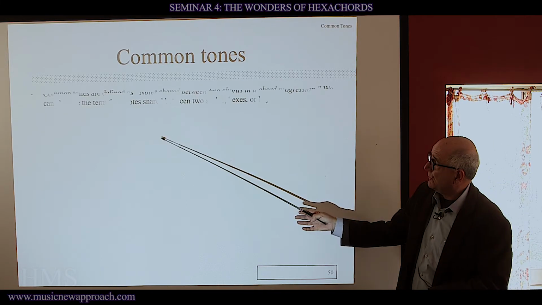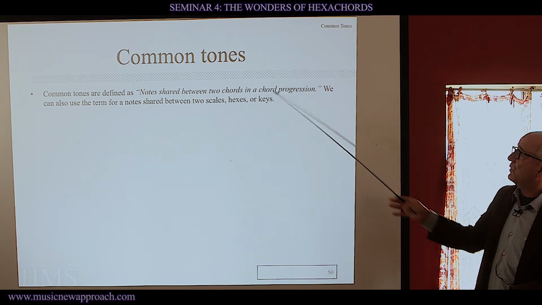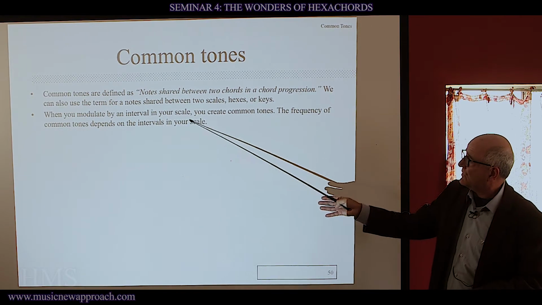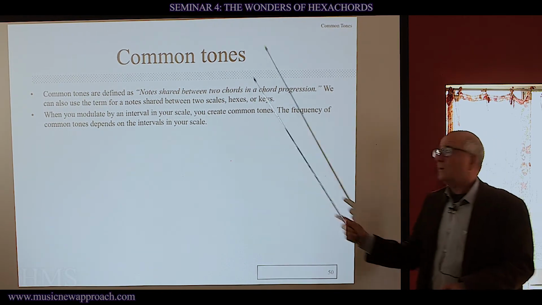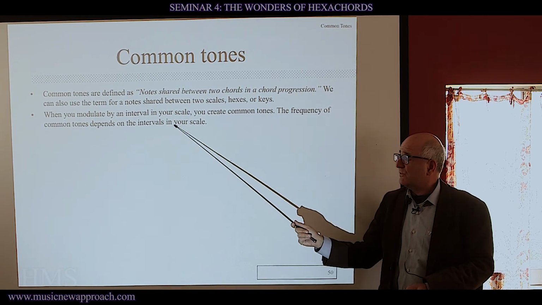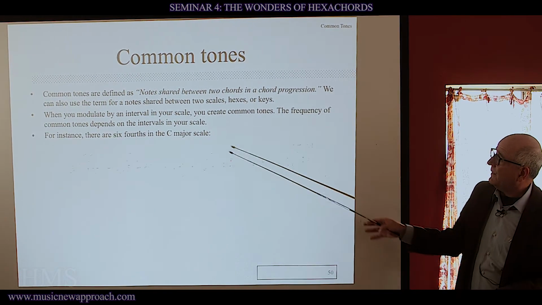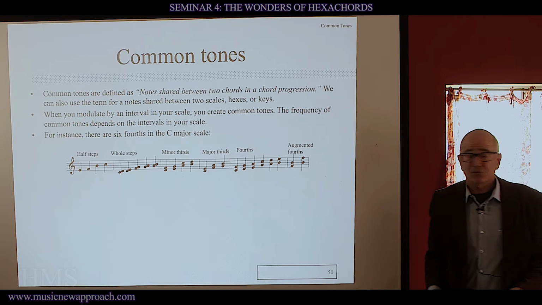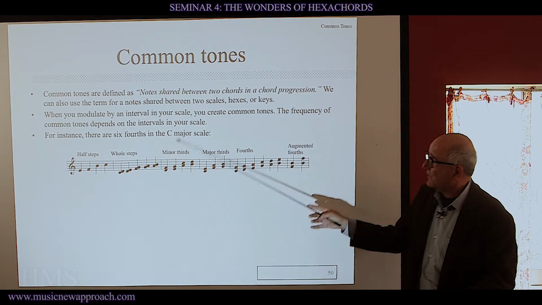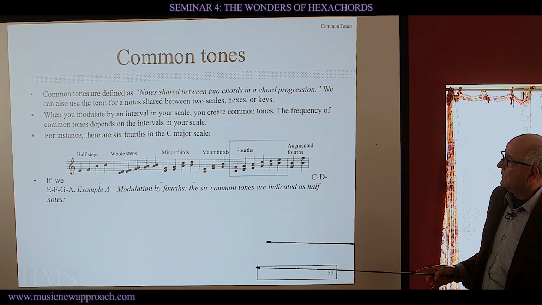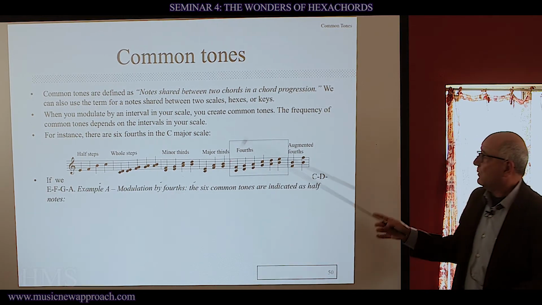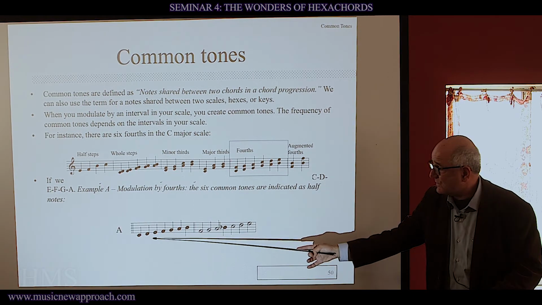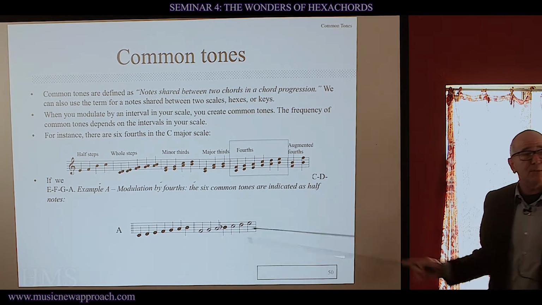So, common tones. Common tones are notes that are shared between 2 chords in a chord progression. When you modulate by an interval in your scale, you create common tones. The frequency of the common tones depends on the intervals in your scale. When you modulate by an interval that is present in your scale, that ends up making common tones. So for instance, there are 6 fourths in the C major scale. When we modulate by fourths, we're going to have 6 common tones. I mean, those 6 pitches will still be in there. So when we go from C up a fourth, all of the half notes are common tones.